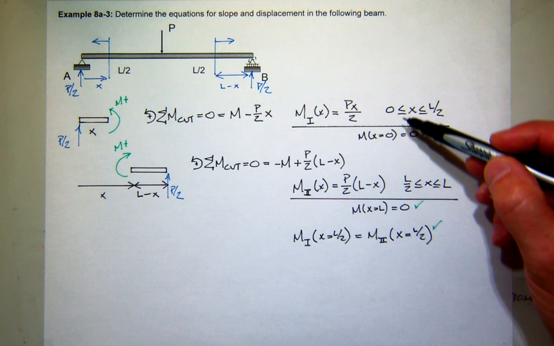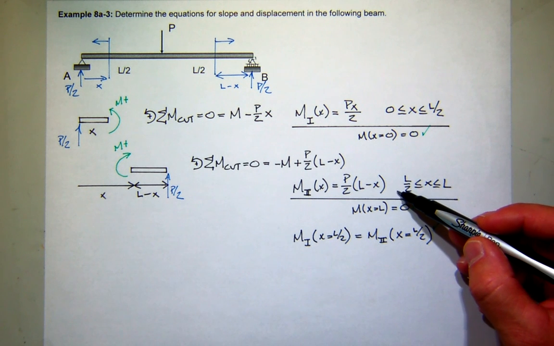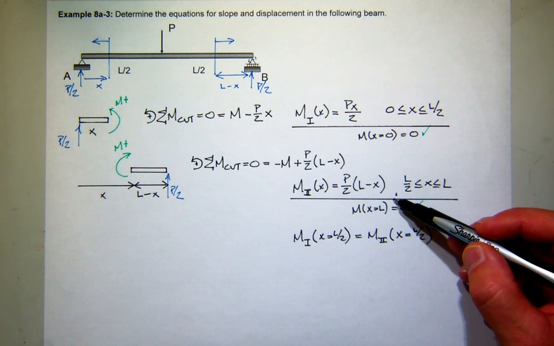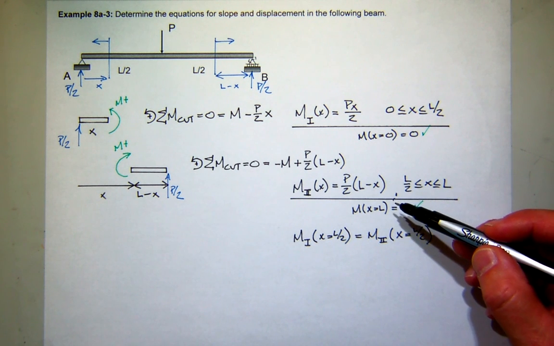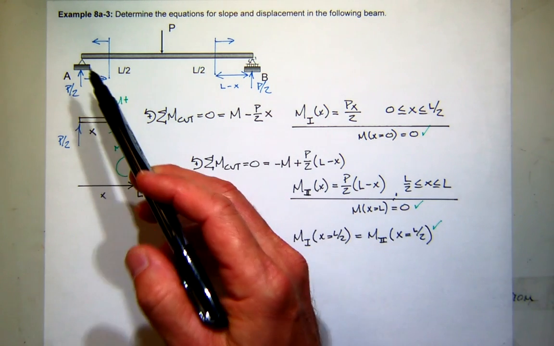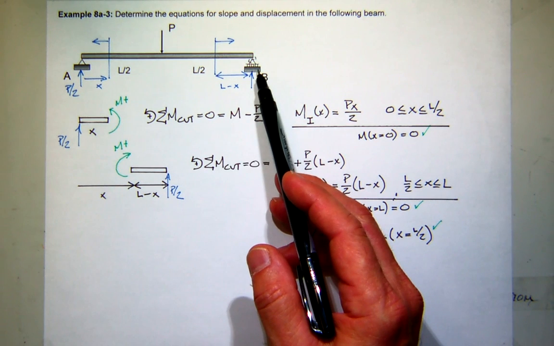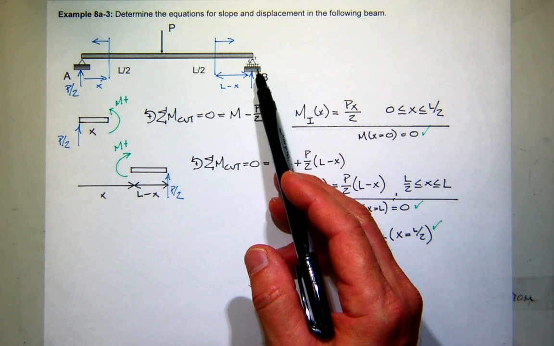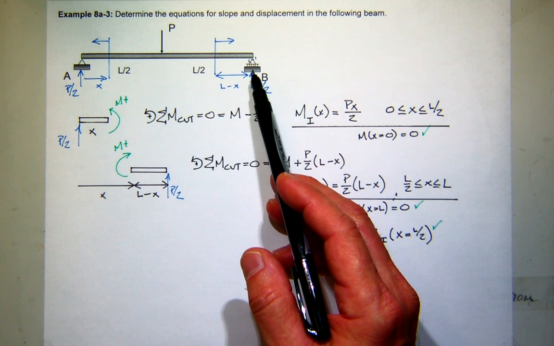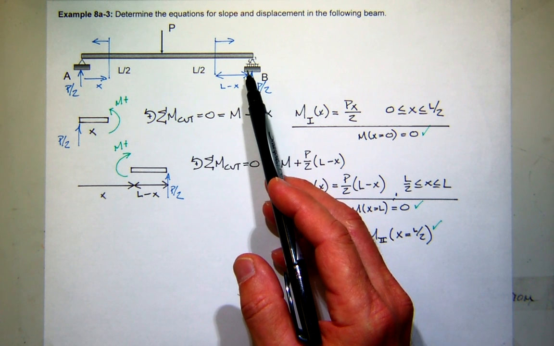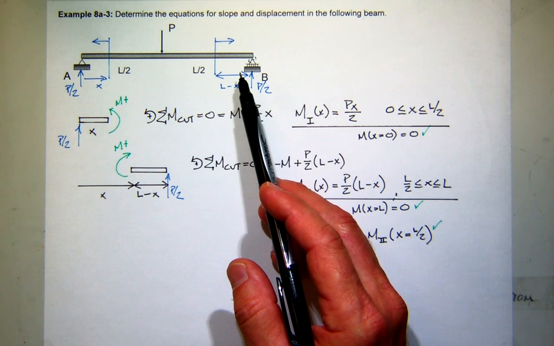And when I double integrate this section, I'll get 2 more constants. And then with 4 constants, what 4 conditions do I have? Well, I know the displacement at A and the displacement at B are 0. What else do I know? Displacement is max at L over 2. Does that tell you what the displacement is?